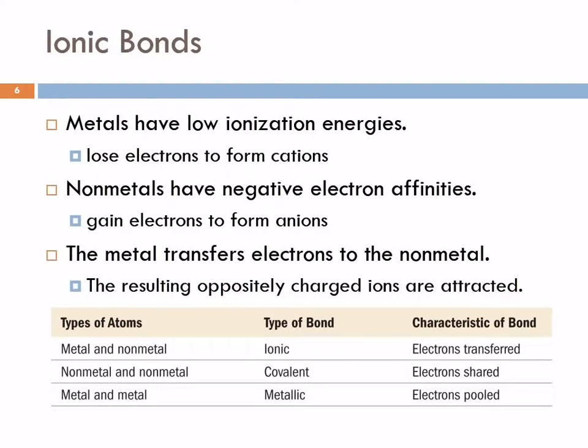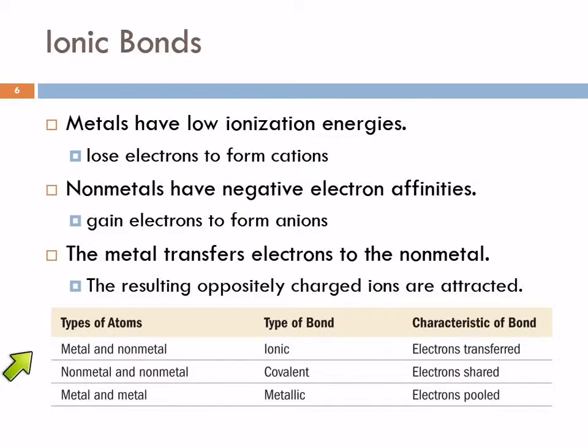In an ionic bond, you have metals and nonmetals. Metals have low ionization energies, which means they tend to lose electrons, forming cations. Nonmetals have negative electron affinities, which means that they are receptive to accepting an electron, and then they become an anion. Now you have a positive and a negative and they're attracted to each other. And that interaction between the positive and negative ions is what we call an ionic bond.